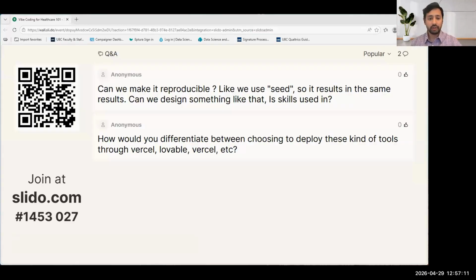And then the other question is, how would you differentiate between choosing to deploy these kinds of tools through Vercel, Lovable, or any other tool? It really varies. Vercel is amazing. One of the benefits of Vercel is that you can deploy directly from Claude using Vercel and Railway. Compared to Lovable, Lovable is more like Replit. Replit is more its own thing, an IDE which has its own platform.